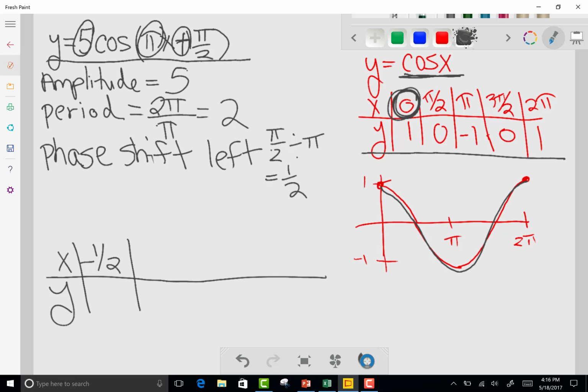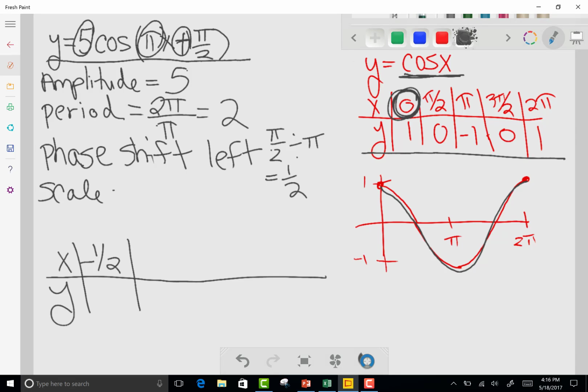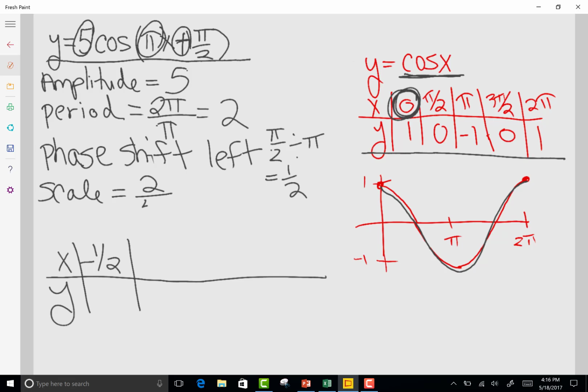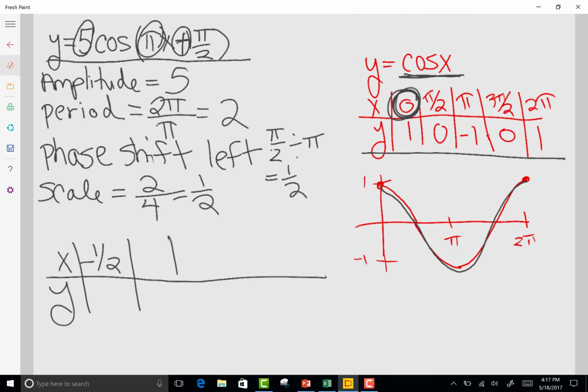Now I got to figure out how to scale this. One complete cycle for this translated function is 2, and I want to split this into 4 chunks so I can find my 5 key points. So I'm going to take the length of my period and divide by 4 to figure out how I should scale this. So 2 over 4 is 1/2. So that means I have to keep adding 1/2 to get my key points.